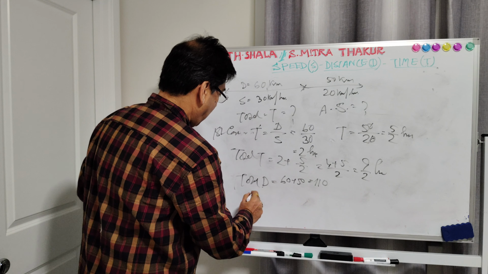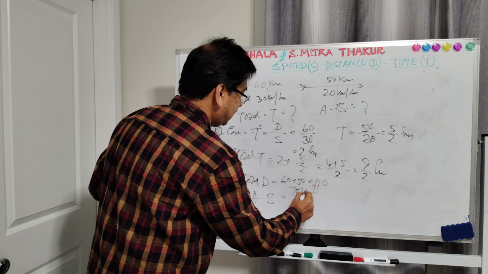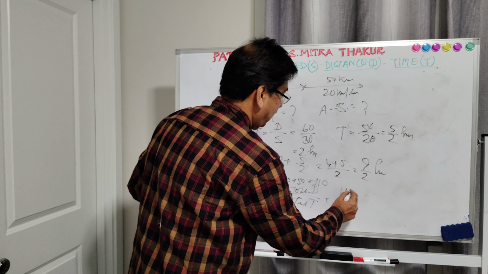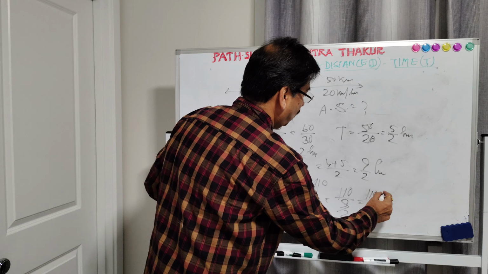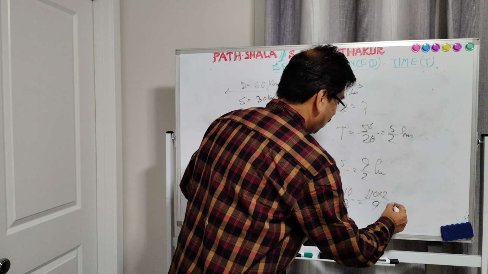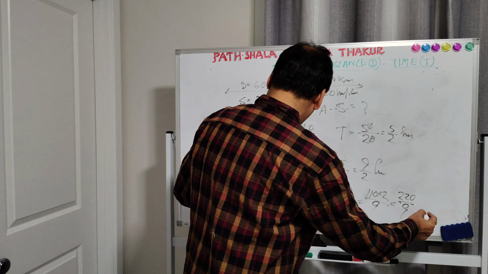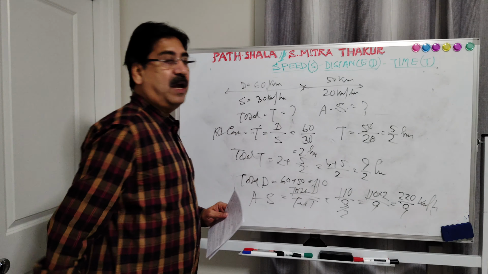So, average speed is equal to total distance by total time. That is 110 divided by 9 by 2. That is 110 into 2 divided by 9. That is 220 by 9 kilometer per hour. That will be the average speed.